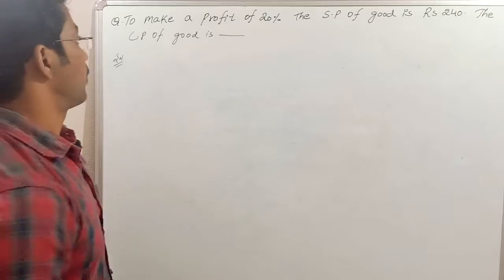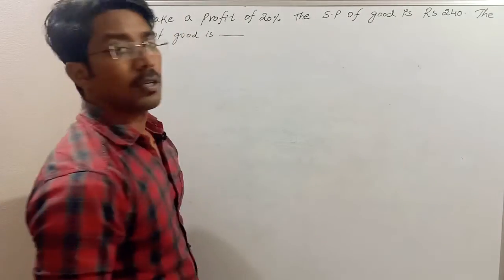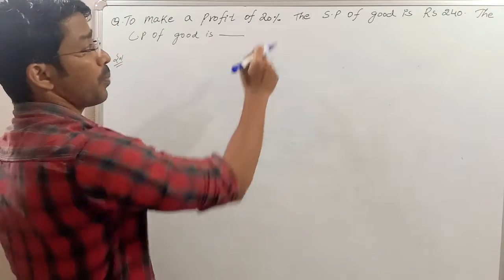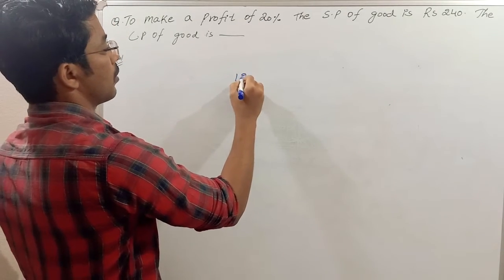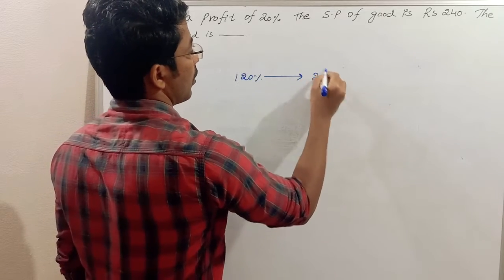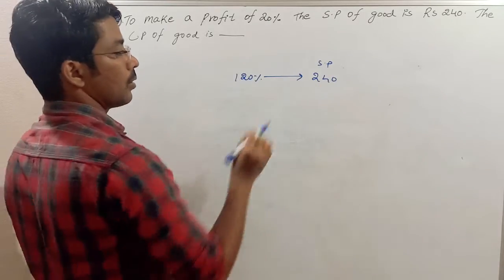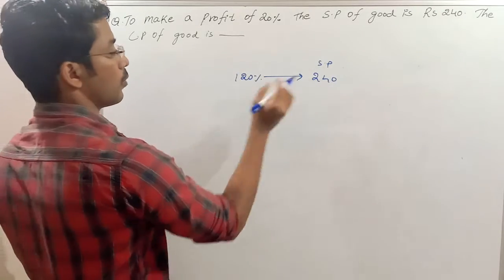Coming to the first problem: to make a profit of 20%, the selling price of a good is fixed at 240 rupees. So if we want to make 20% profit, the good is sold at 240 rupees.